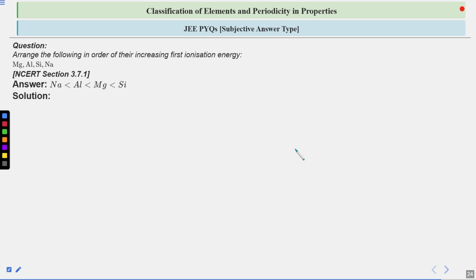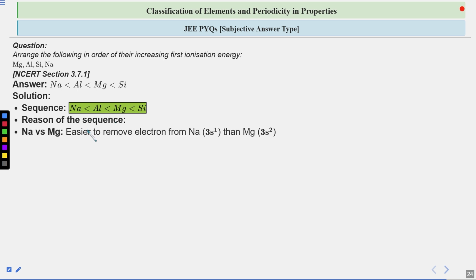So first we will try to compare sodium and aluminium. Okay, so this is the sequence, we know it. The reason for the first part of the sequence, sodium and aluminium, is that sodium has a 3s1 configuration. So it is easy to remove an electron from sodium as compared to magnesium. Now the question arises, why are we comparing these two first? Because according to the general trend, magnesium will have a higher ionization potential.